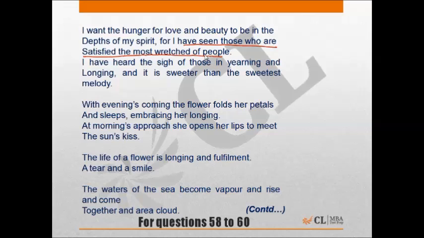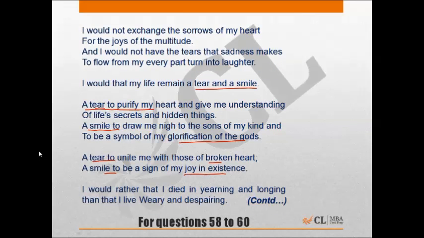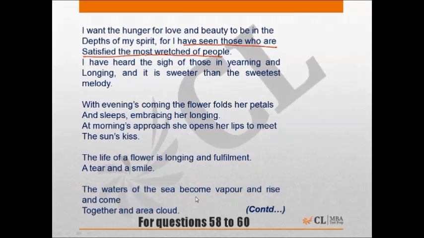Let us read this stanza completely, which starts from here. I would rather that I died in yearning and longing than I live weary and despairing. I want the hunger for love and beauty to be in the depths of my spirit. I want hunger for love and beauty to be within me, within the depths of my spirit. It has to become an important part of me. It has to be ingrained within me.